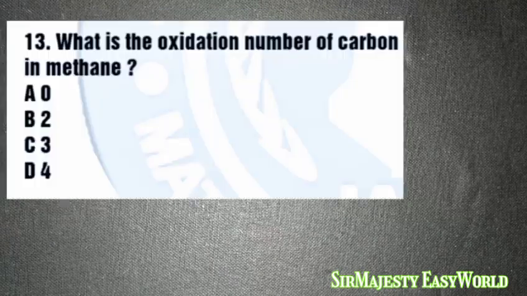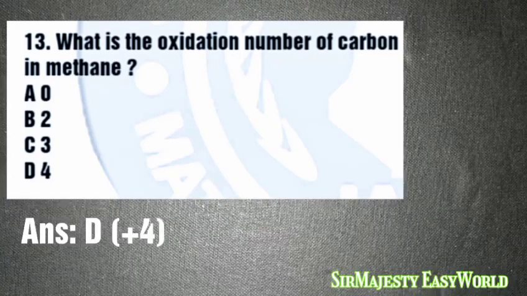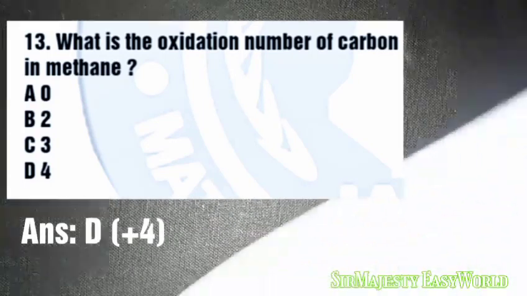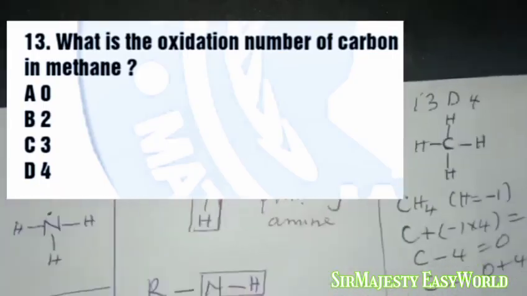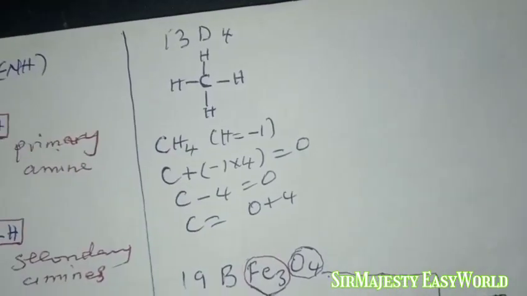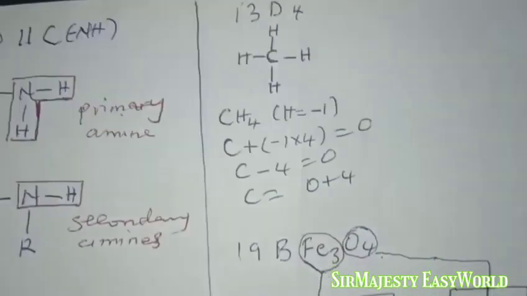Then going to number 13, the oxidation number of carbon in methane is D, that's -4. You see the calculations from here, it's very, very simple. Okay, see the pattern we followed there.